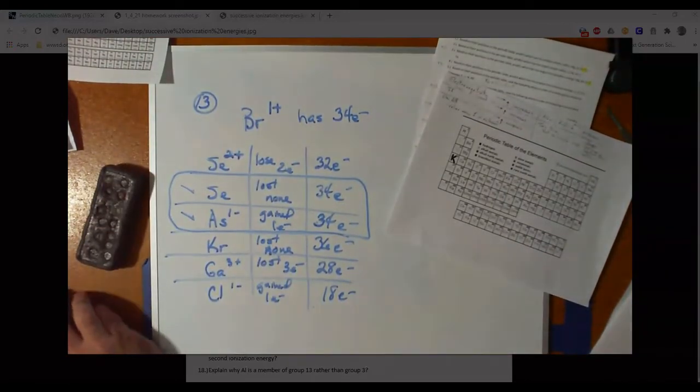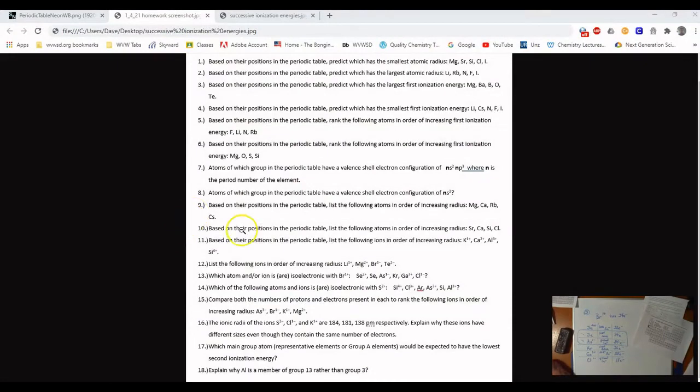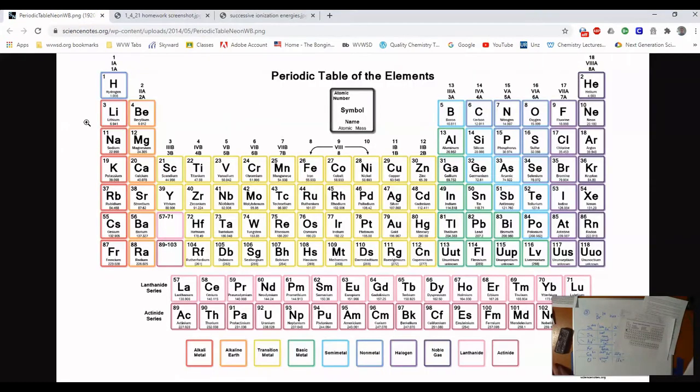And let's see, how about we go to number 17. Which main group atom? Main group meaning the representative elements. Those are the group A's. And by group A's we mean the representative elements, the first 2 groups, which sometimes we call the S block elements, and then the last 6 groups, I should say, right?